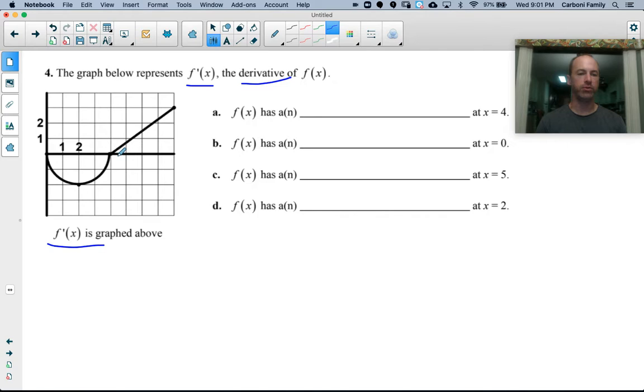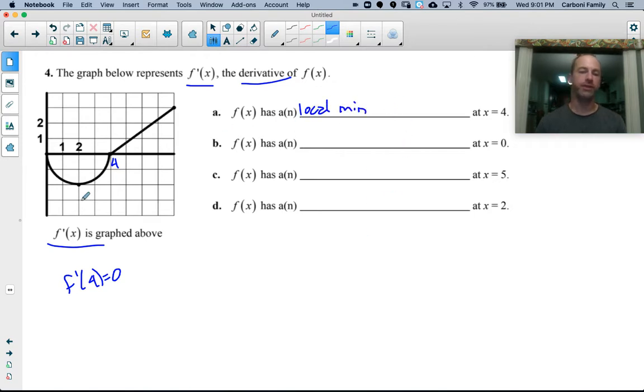Okay, so x equals 4 is right here. And at 4, I can tell that the derivative is equal to 0. So it is a critical number. And I can tell that my derivative is negative before 4 and positive after 4. So my derivative goes from negative to positive. That is the definition of a local min.